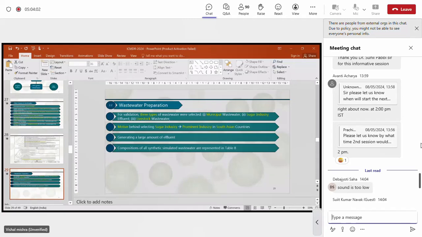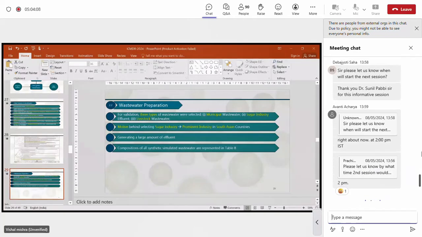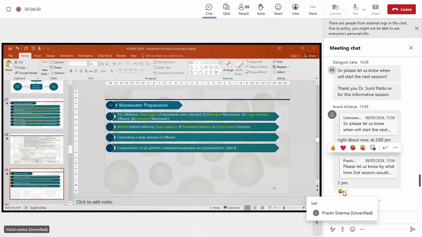Then the sugar industry effluent was selected from a nearby industry situated on the Varanasi border, in between Varanasi and Jaunpur. The motive behind selecting the sugar industry is that it is a very prominent industry in the South Asian countries. India is also producing a huge amount of sugar out of sugarcane. We also have a good production of sugarcane. That is why we selected the sugar industry. Another point is that since the effluent is from the sugar industry, it will have a high content of carbon. So that may help us in solving our purpose.